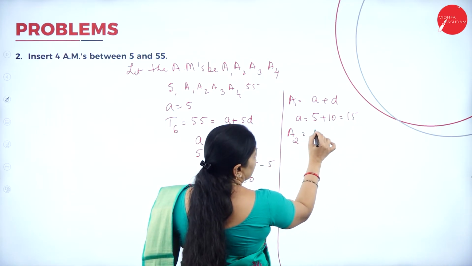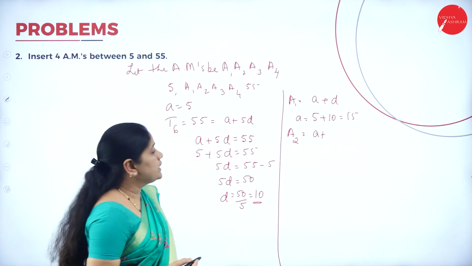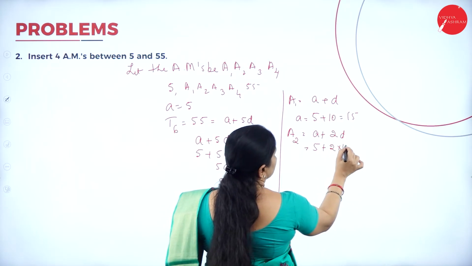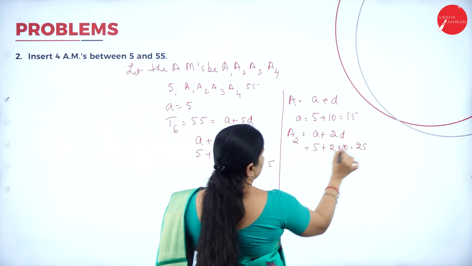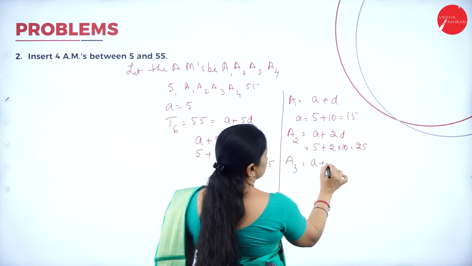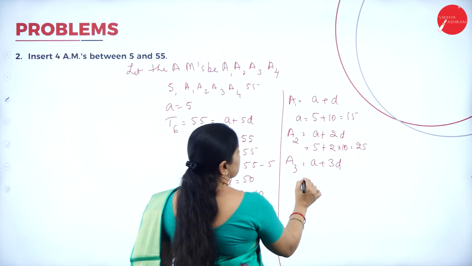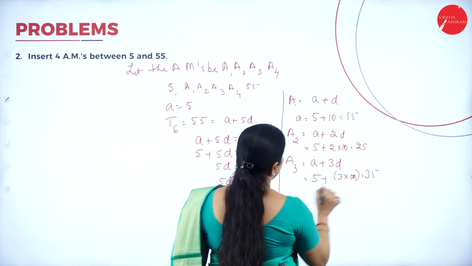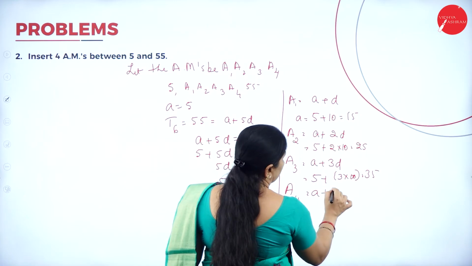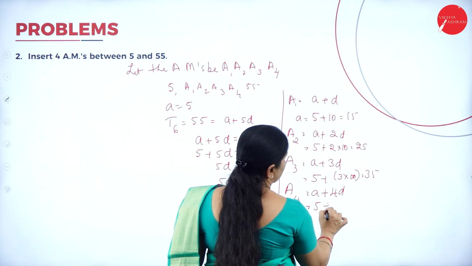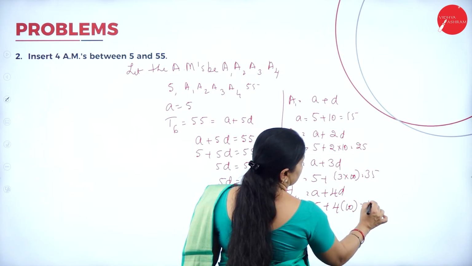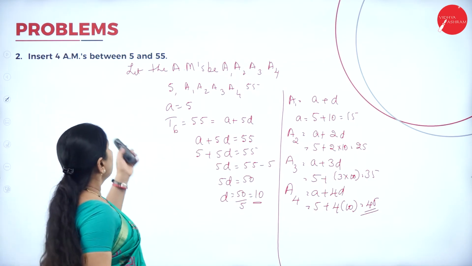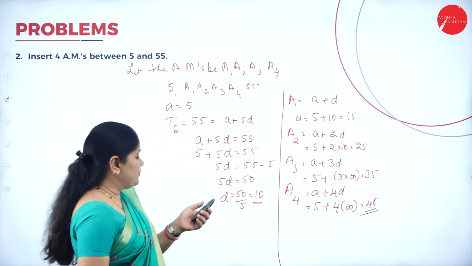So A2 will be equal to A plus 2D. So this will be equal to 5 plus 2 into 10, 25. Then A3 will be equal to A plus 3D. So this will be 5 plus 3 into 10, that is 35. And A4 will be A plus 4D, that is 5 plus 4 into 10, that is 45 is the answer. So in this way we can find the arithmetic means between 5 and 55.